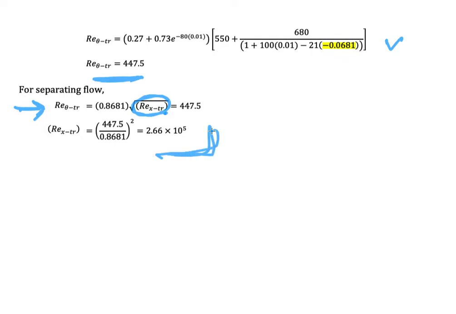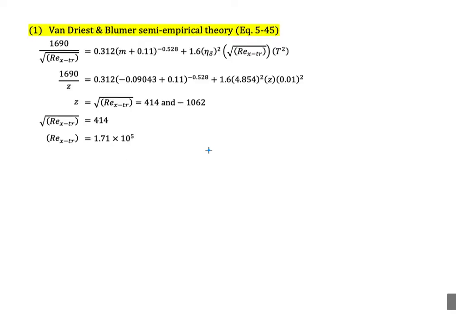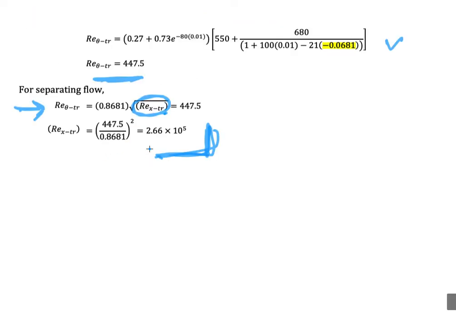So from this answer you will get 2.66 times 10 to the power of 5, and with the other method we get 1.7 times 10 to the power of 5. So only 1.6 times 10 to the power of 5 versus 2.6 times 10 to the power of 5. This means that the difference is not so big, so actually both estimations can be used. And I hope you could understand that the transition occurs earlier because we have turbulent intensity in our free stream velocity.